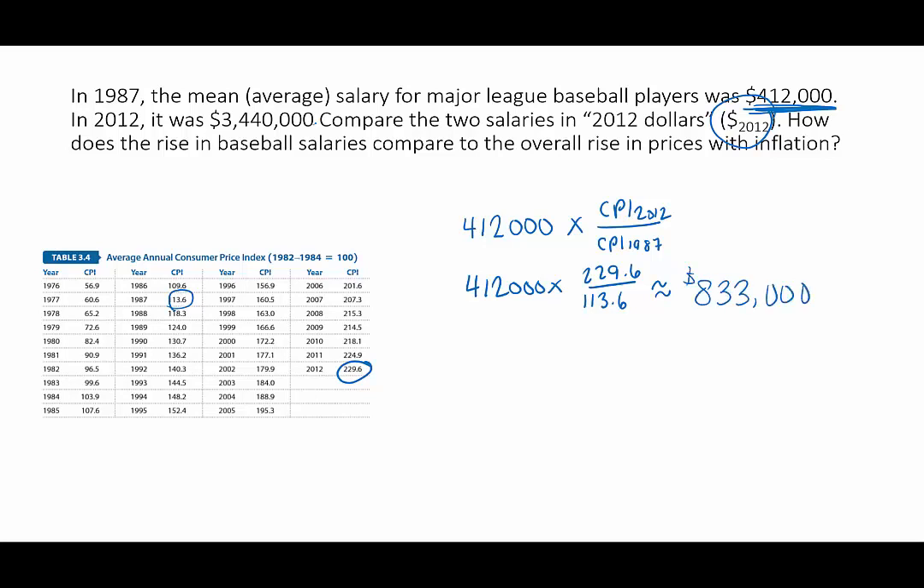And when we do that, we get approximately $833,000. So if the salaries increased based on the inflation, then the average baseball player in 2012 should have made $833,000. So I should really label this a 2012 dollar. This is what it would have been in 2012 if that's what you were making in 1987. So that's crazy because this is what the salary actually was. They more than quadrupled. That means they increased at a much higher rate than the average price or cost of things. That's crazy.